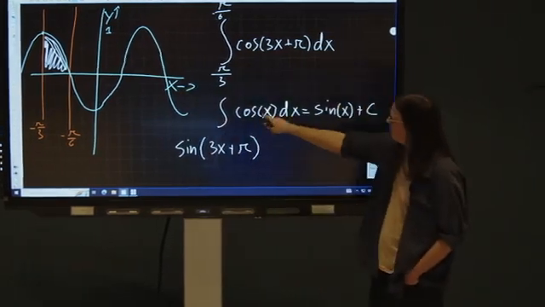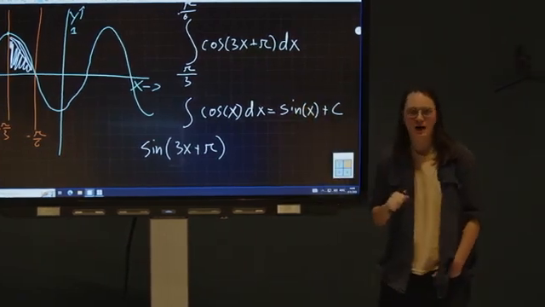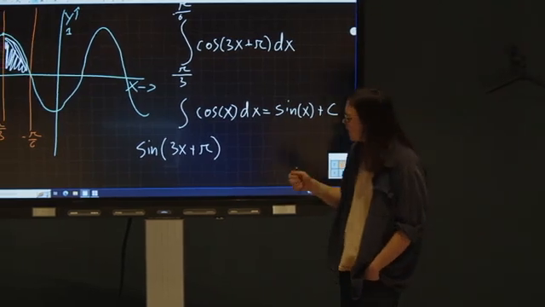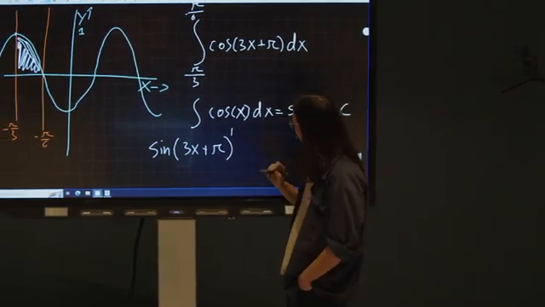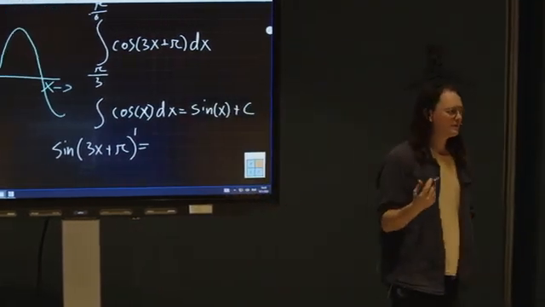Right, if the antiderivative of the cosine is the sine, then maybe the antiderivative of cosine of 3x plus pi is just sine of 3x plus pi. And we can check by taking the derivative of this. And then we see that we'll need the chain rule, right?